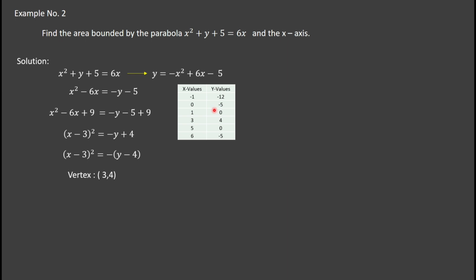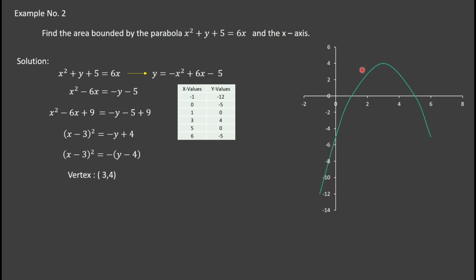We can now plot these coordinates in order to determine the curve in the Cartesian plane. So we have our graph here. Take note that the first coordinate intercepts the y-axis, then the second coordinate, which is 1 and 0, intercepts the x-axis, and another is also on the x-axis, which is 5 and 0.